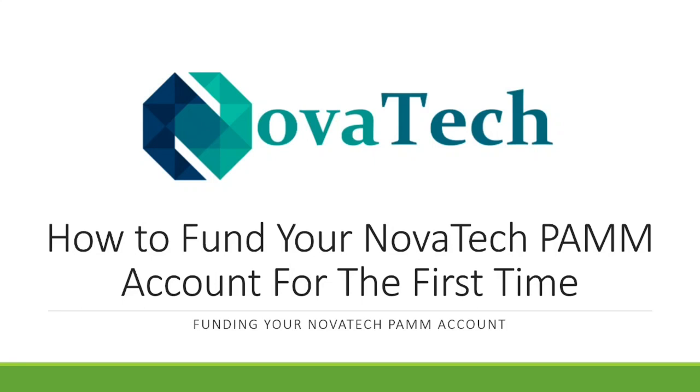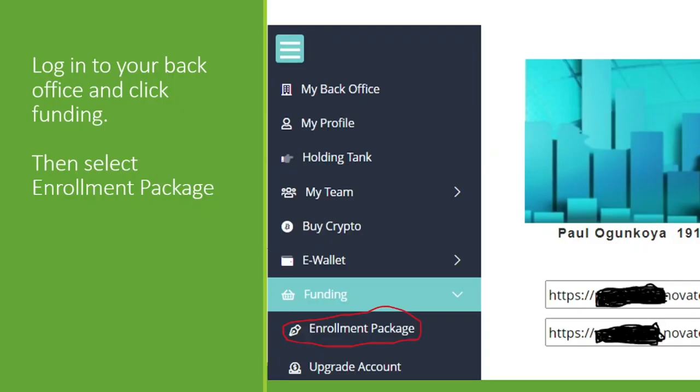Okay, so you've enrolled, you're all registered, you've got access to your back office. Now you want to fund your PAM account for the very first time. Well, the first thing you need to do is log into your back office. And once you're in your back office, you need to click on funding on the navigation bar, right?